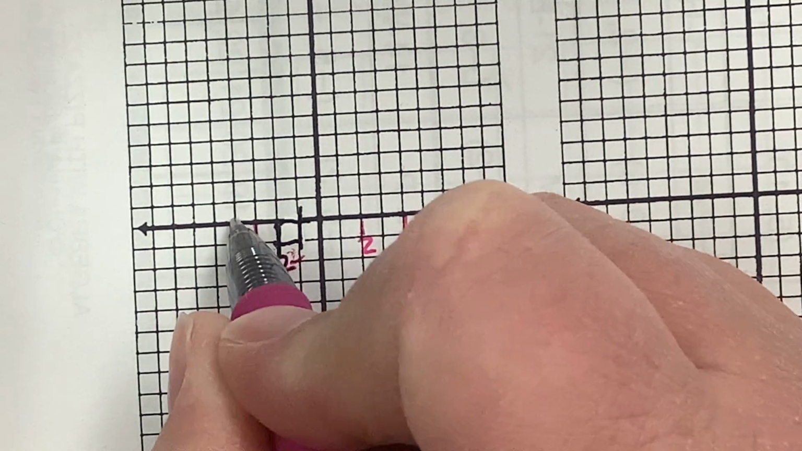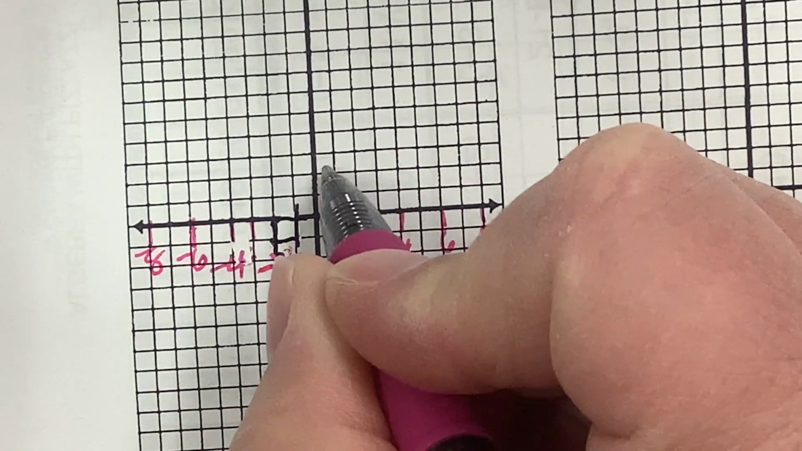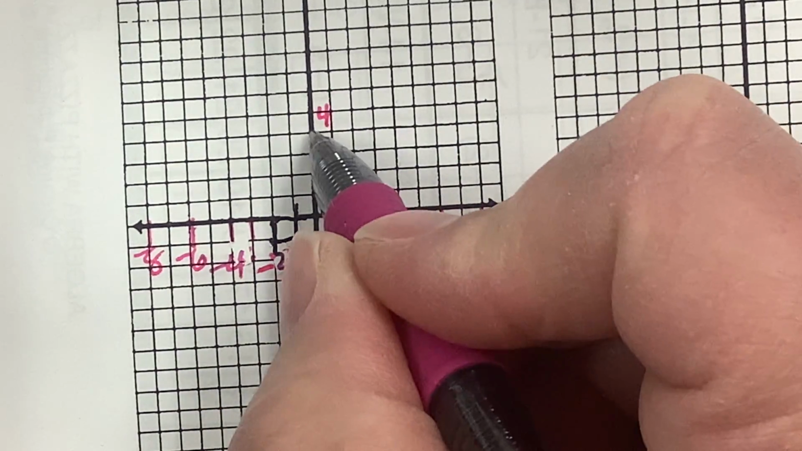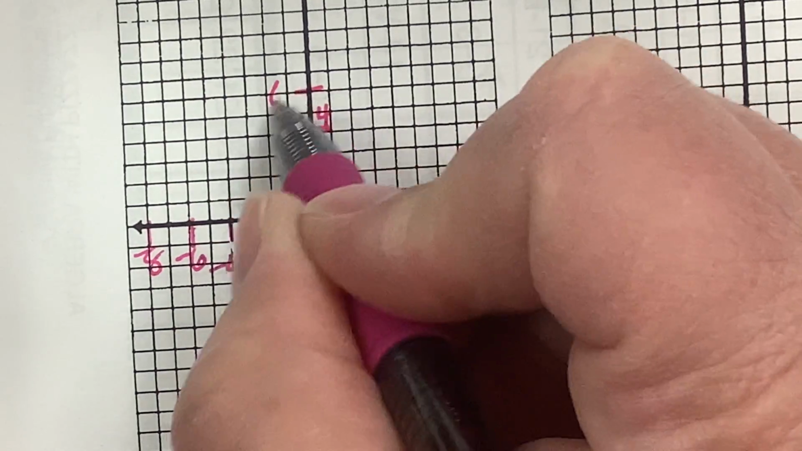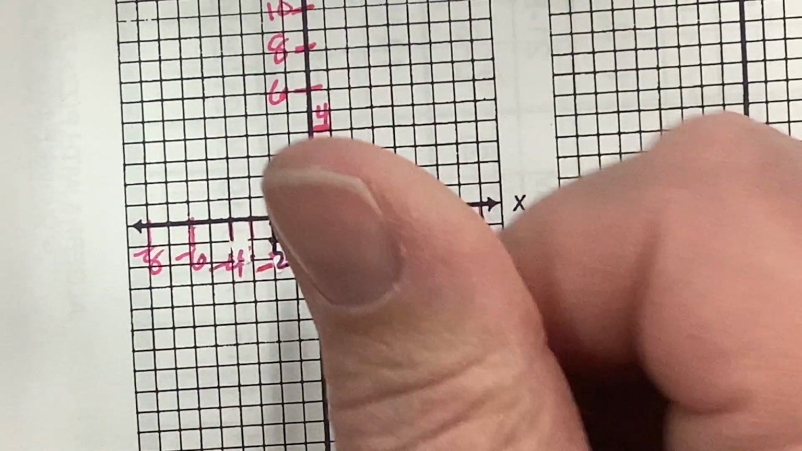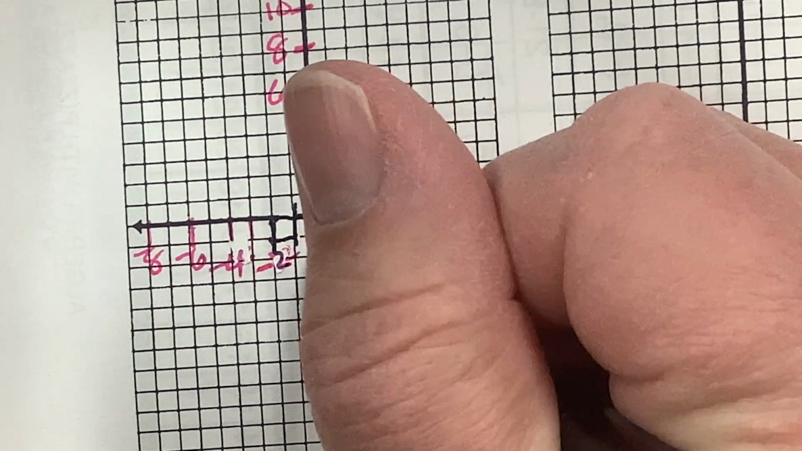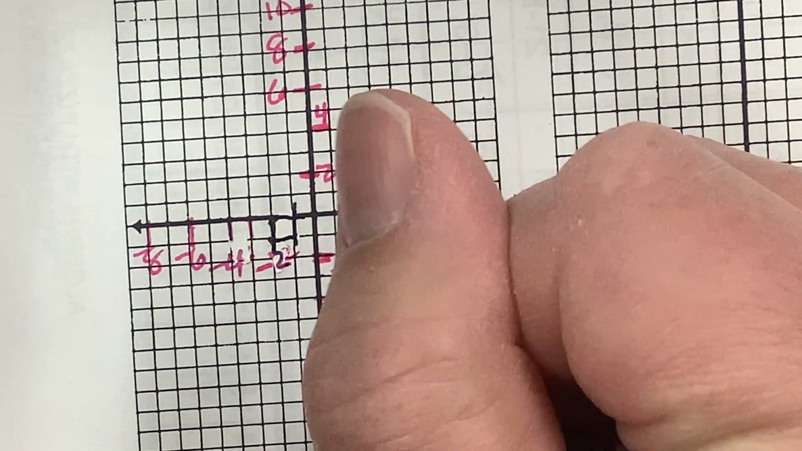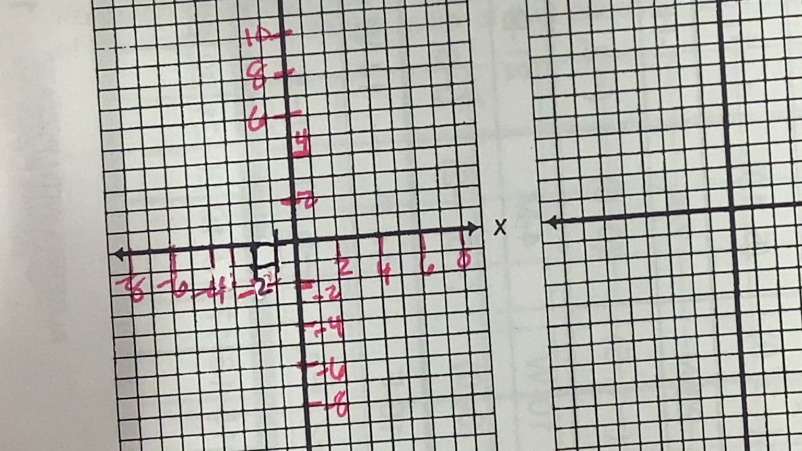-2, -4, -6, -8, 2, 4, 6, 8, 10. Should probably mark my lines, right? That's better. And let's see, -2, that's supposed to be on that line there. 1, 2, -4, -6, -8. Okay, now I marked everything so that I can figure out what I'm doing here.